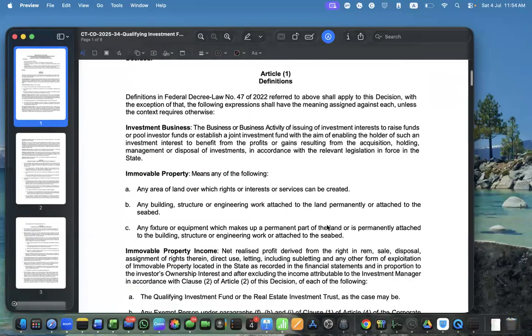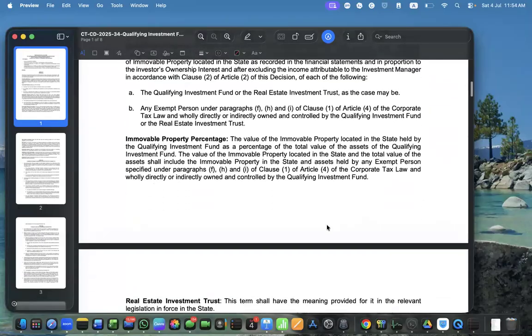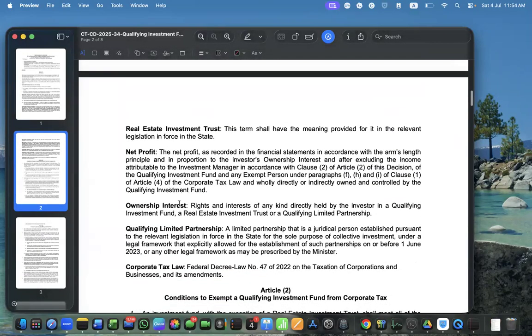Okay. So, what was the question that we had? Ownership interest, right? There you go. Rights and interests of any kind directly held by the investor in a qualifying investment fund, a real estate investment trust, or a qualifying limited partnership. So these are the ownership interests, basically rights and interests of any kind directly held by the investor in a qualifying investment fund. This is the concept of ownership.